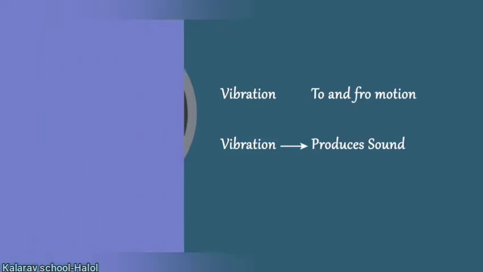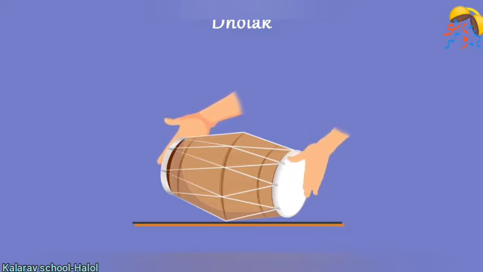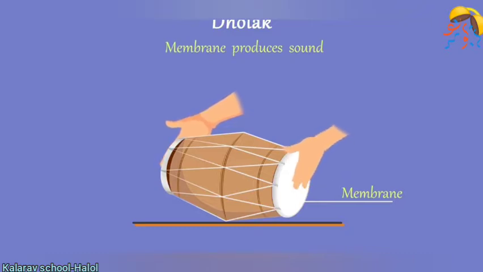Examples? Are you familiar with this shape? What is it called? It's called a dholak. It's a two-headed drum, a musical instrument commonly used in India. When you strike any of the two flat surfaces of the dholak, they start to vibrate and produce sound. Do you know what the two flat surfaces of the dholak are called? They are called membranes. Yes, it's a membrane of a dholak which produces the sound.